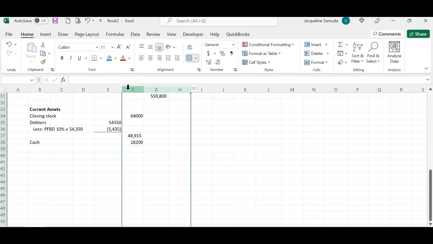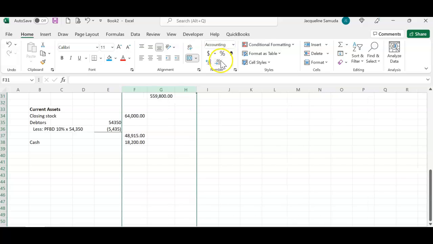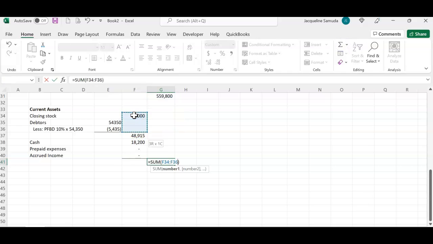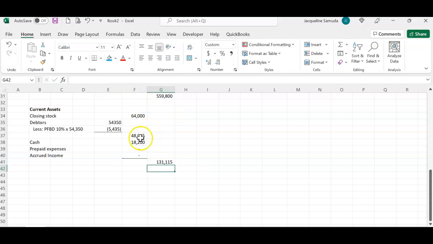Now, in this section also, we put prepaid expenses. We have no prepaid expenses in this example. We have accrued income, and we have no such examples in this question. But if we had them, this is where you would place them. So it means then that the total amount of current assets for the year is $131,115.